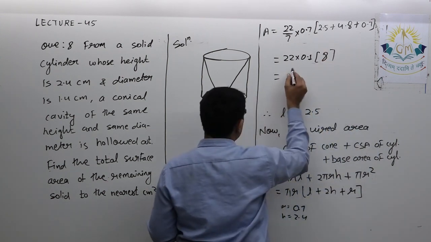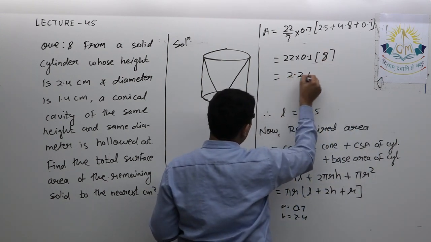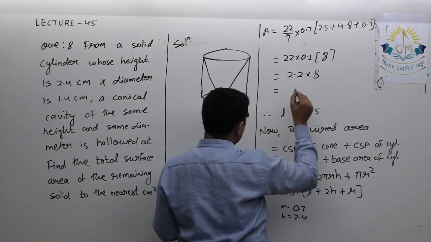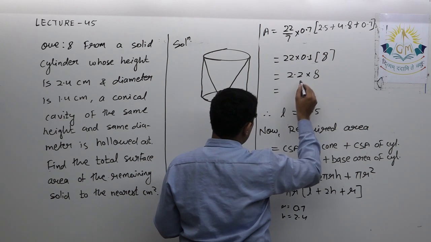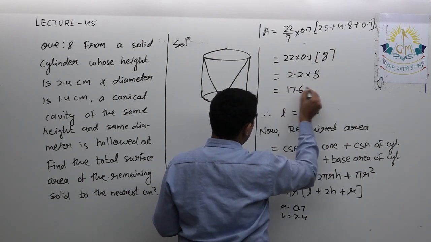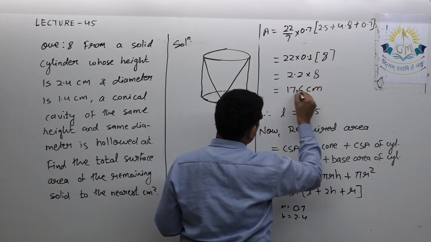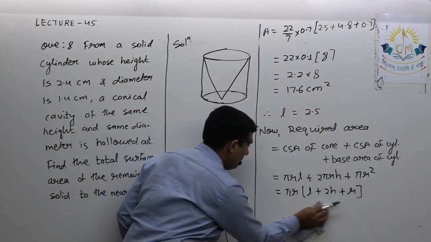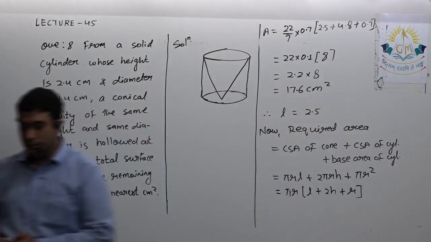So this is 2.2 multiplied by 8, which is 17.6 centimeter square. That is the final answer. Please note it down, then we'll see the next question.